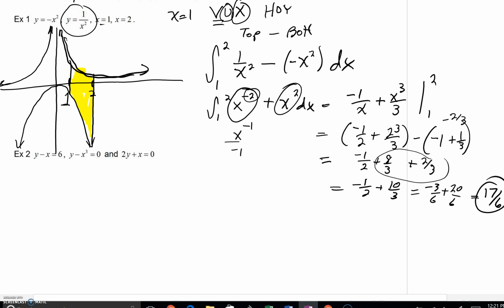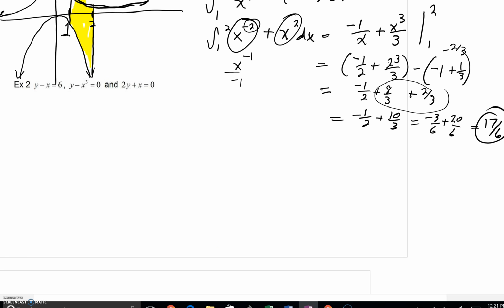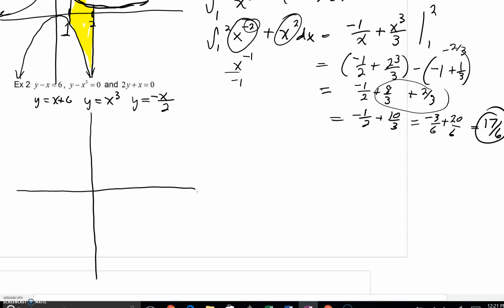Let's do another problem. For example 2, this might be a little bit more tricky. Look, you've got y is equal to x plus 6. You've got y equals x to the third. You also, if you were solving this, it wouldn't take you too long to see that you'd get negative x all over 2. So as we graph this, you're going to enclose a region. That's pretty much your standard situation. Notice they don't give you x values to work between. So when that happens, expect to enclose a region.